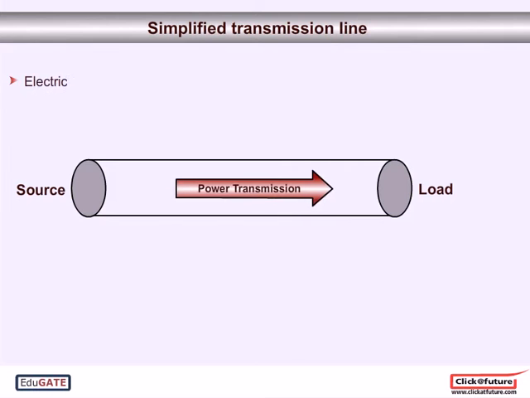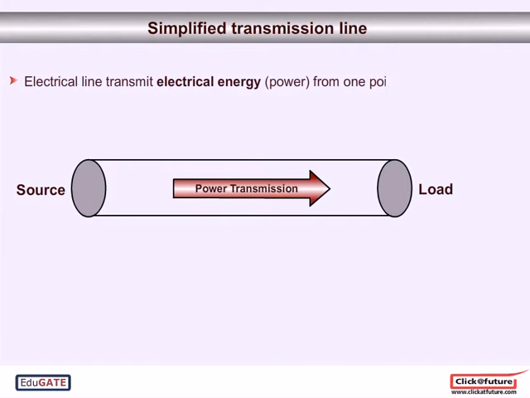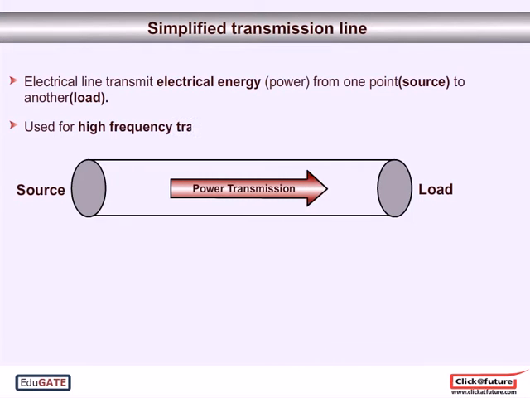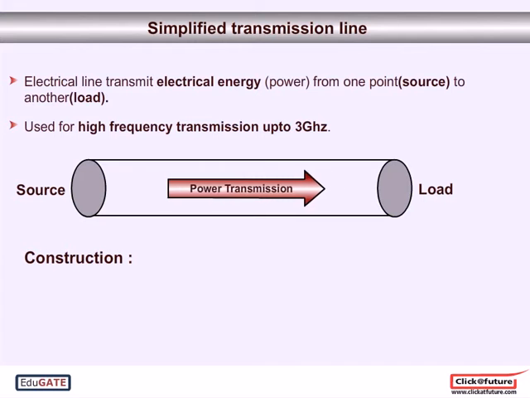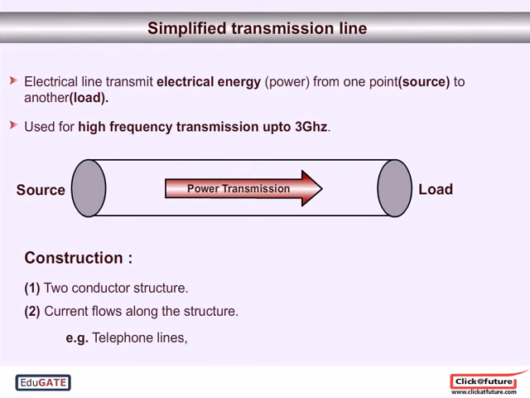Transmission line is an electric line. It transmits electric energy or power from one point to another point, that is, from source to load. It is mostly used for higher frequency up to 3 GHz. Let's look at the basic construction of a transmission line. It mainly consists of a 2 conductor structure and the current flows along the structure. A few examples are telephone line and electric transmission line.